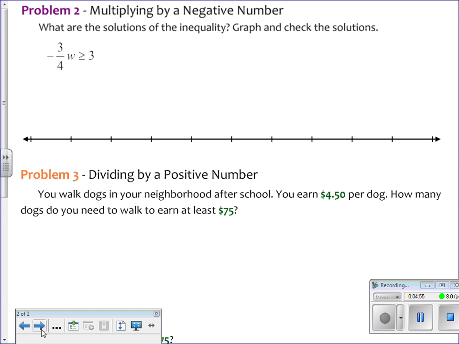Okay, multiplying by a negative number. So this one's a little trickier. It's a trickier problem. I have negative 3/4 w is greater than or equal to 3. This was a problem that many of you struggled with in the previous chapter when we were doing equations. When I have a fraction, I multiply by its reciprocal. So I multiply both sides by 4/3. And because this is negative 3/4, I multiply by negative 4/3.